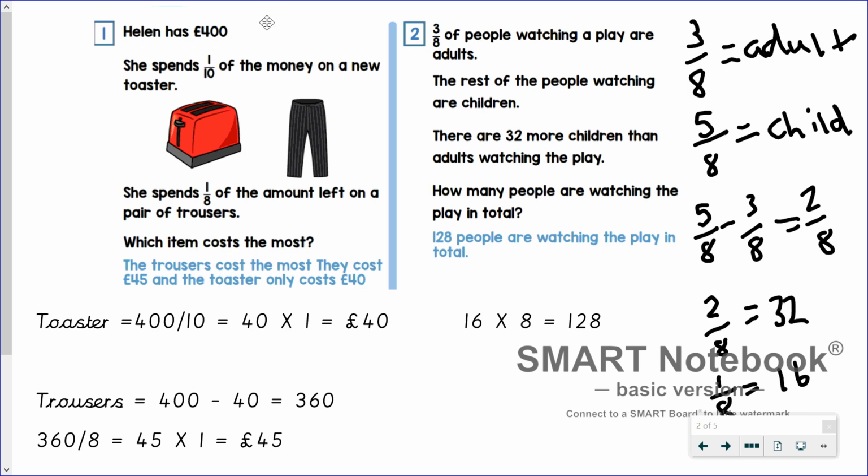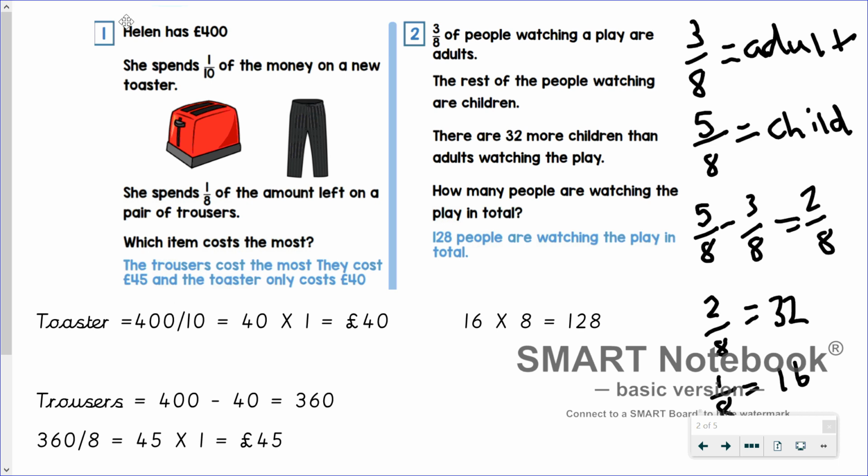So Helen has £400. She spends 1/10 of the money on a new toaster. She spends 1/8 of the amount left on a pair of trousers. Which item costs the most? So she spends 1/10 of her original amount of money on the toaster, and we have to do that first because then it's 1/8 of the amount left.